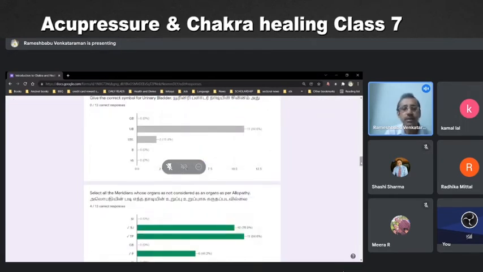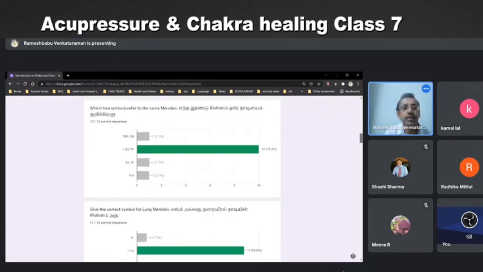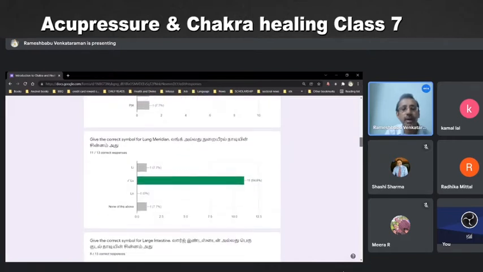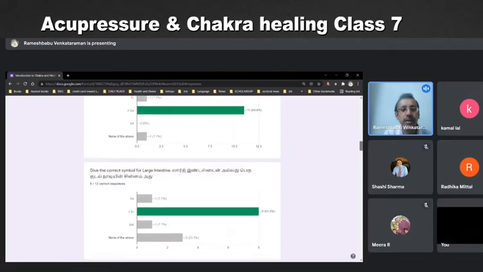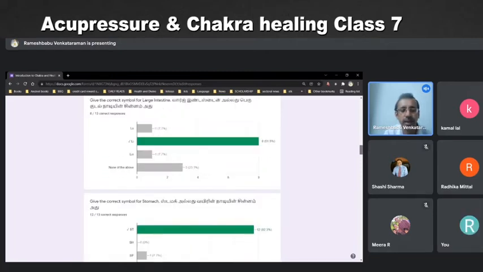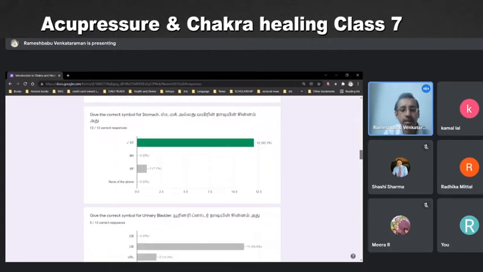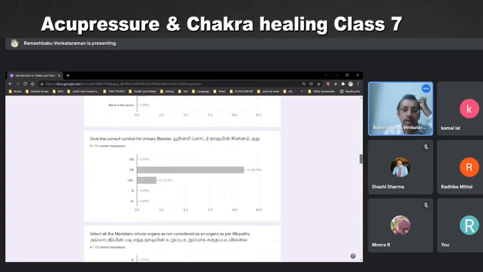So that's the first question. So the second question: give the correct symbol for lung meridian. I think the majority of you answered correctly. It is LU. That is very simple. And similarly, large intestine is LI. So that is also very simple. Stomach also, I think the majority of you gave ST. So I think these are all correct.